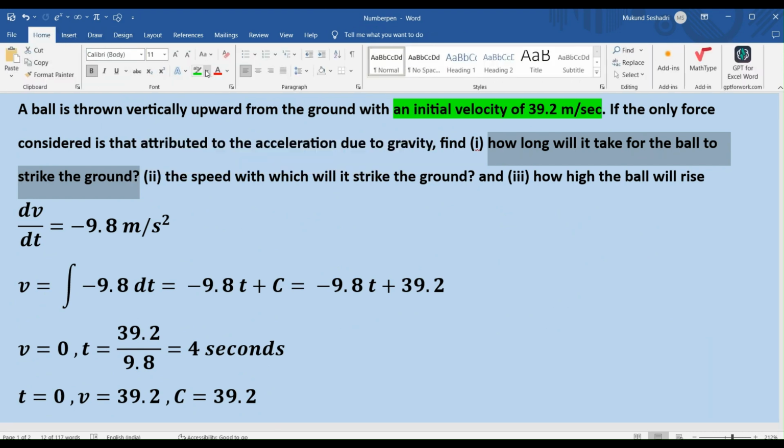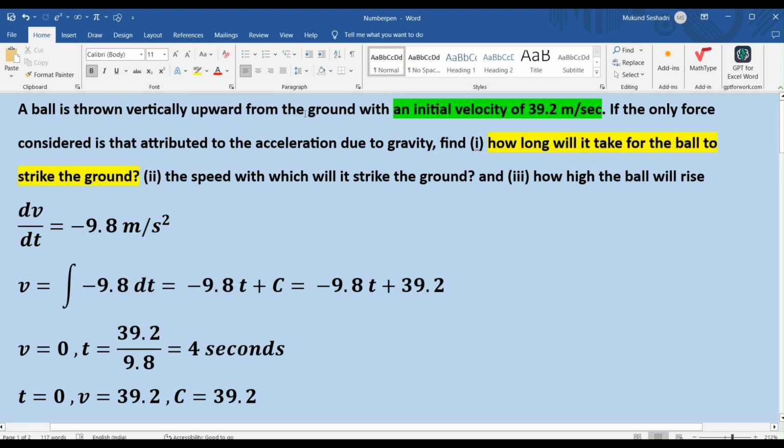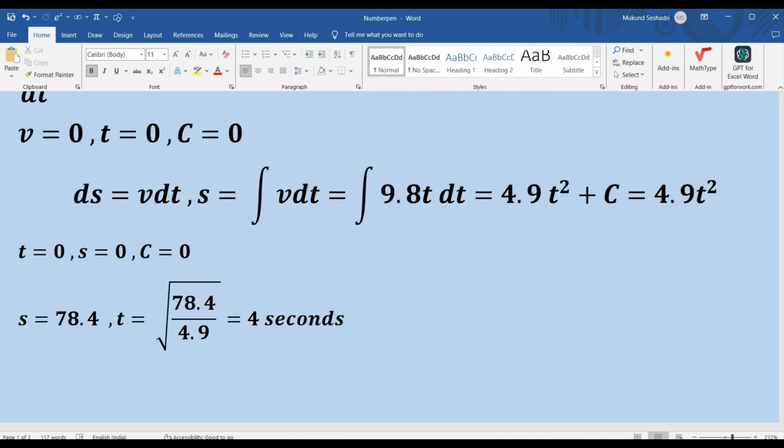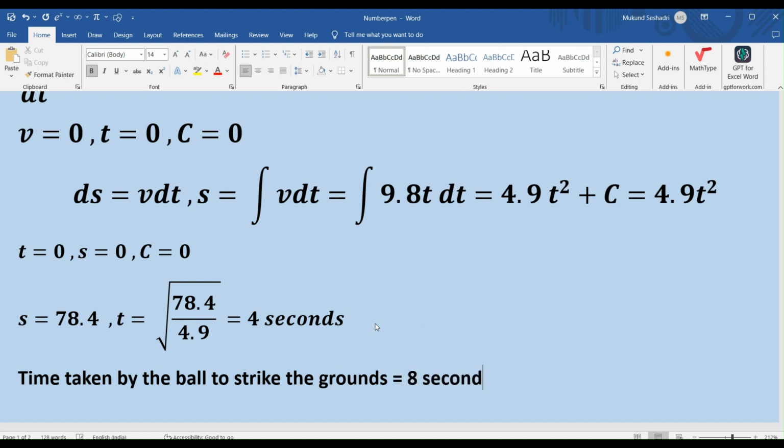So let me highlight it in yellow color. I know that the ball went up through 4 seconds, and we just calculated the time taken by the ball to come back in its reverse journey before it strikes the ground. That's another 4 seconds, right? So how long will it take the ball? Time taken by the ball to strike the ground: 4 seconds in the upward journey and 4 seconds in the downward journey, which means my answer is 4 plus 4, which is 8 seconds, right? That's the answer for question one.